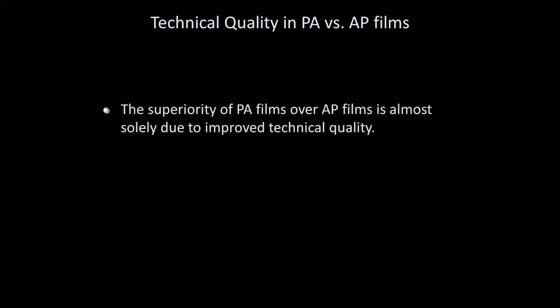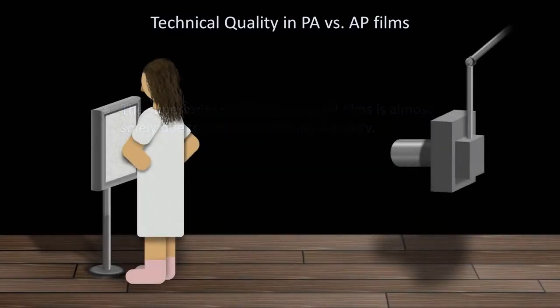The first thing to discuss is a quick comparison of films produced by the PA and AP views. In short, the superiority of PA over AP films is almost solely due to improved technical quality. To understand why this is, all we need to do is to take a quick look once again at how they are taken. The PA film is taken of an ambulatory patient who can be easily positioned however necessary and is done in the controlled setting of the radiology department.